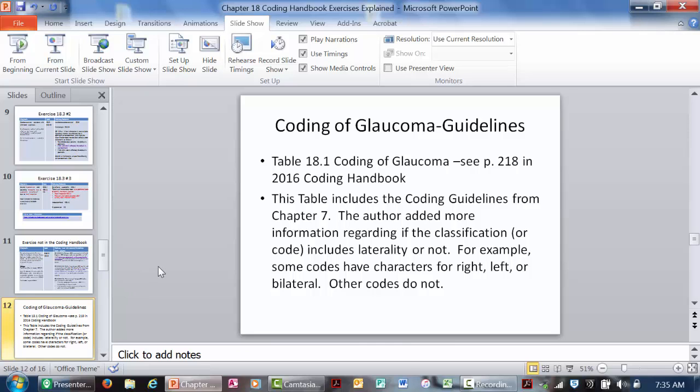Now let's move on to Chapter 7, which is the coding of eye disorders. In the coding handbook on page 218, table 18.1, she has created a table that includes those coding guidelines from Chapter 7, but also she added more information regarding if a classification includes laterality or not. For example, some codes you have a 5th, 6th, or 7th character that identifies if it's right, left, or bilateral. Other codes do not. So that's why you need some table like she's provided to you to be sure you're coding those accurately.